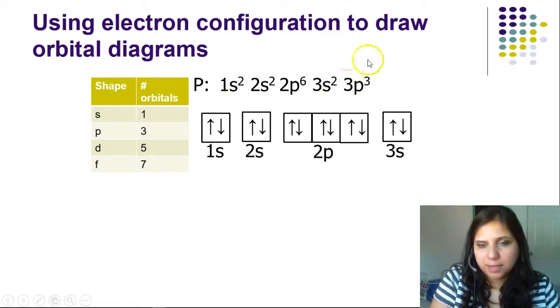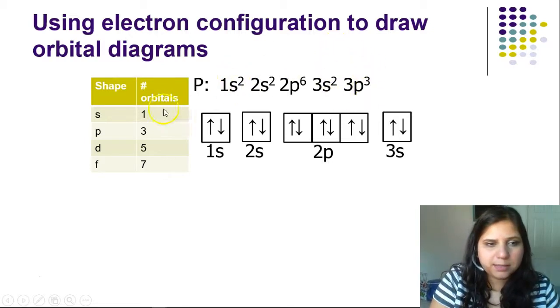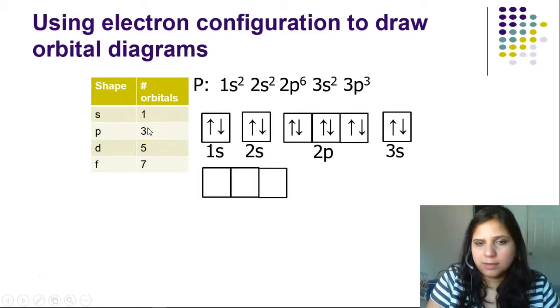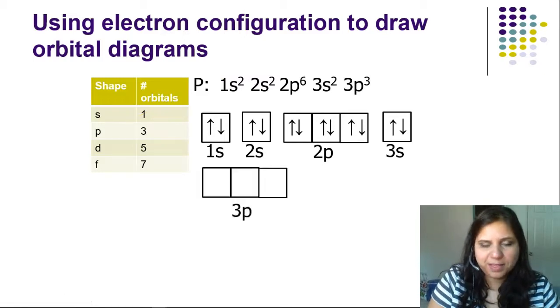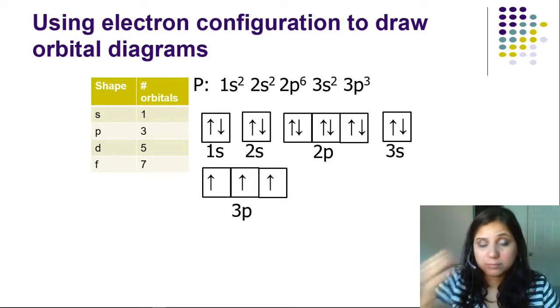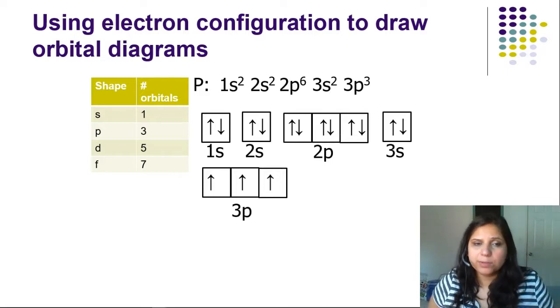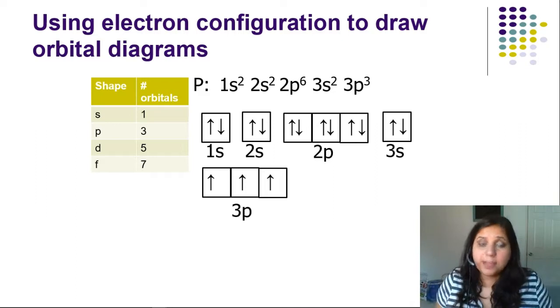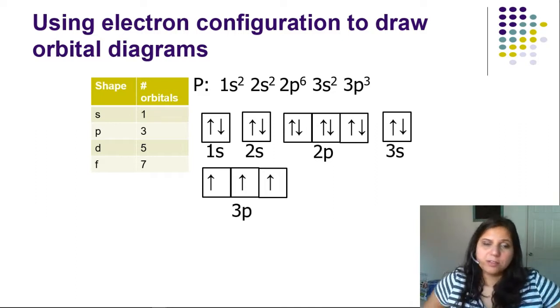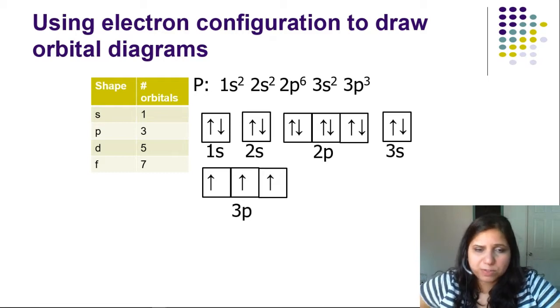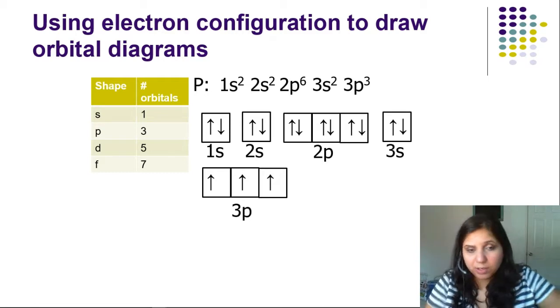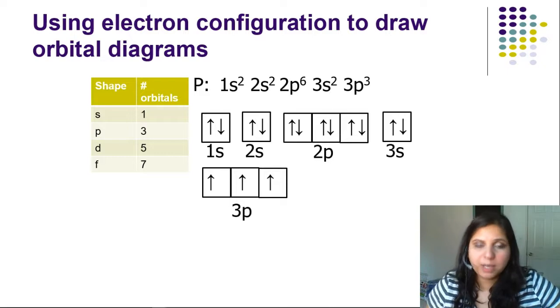Now we're at 3p. P has 3 boxes. Okay, so I'm going to draw that there and label it 3p. And I'm going to put 1 electron in each. Notice I didn't try to shove them in 2 boxes. P orbitals, you need to draw them. Even if they're empty, you draw them. And so you just put the number of electrons that go in it. So if it was 3p1, I would have just 1 electron, but I would draw all the boxes for that orbital.